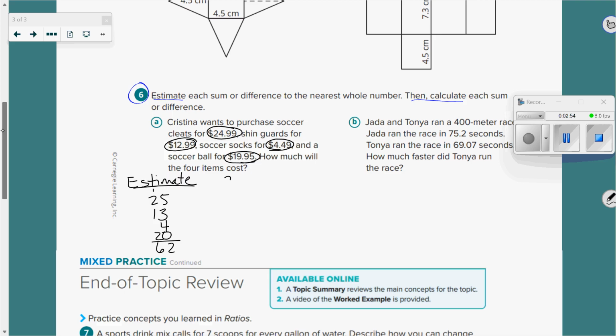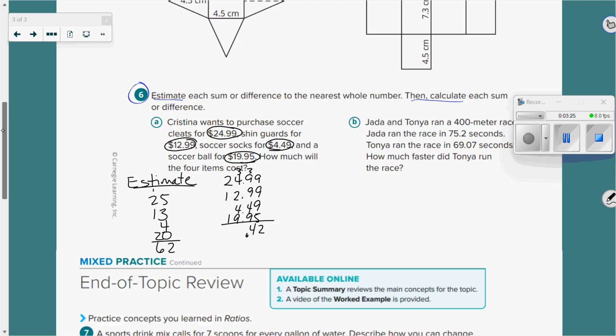My actual: $24.99, $12.99, $4.49, and $19.95. Really important that you have neat handwriting. If you line all those up, make sure you line your decimal places up. Now that I've got them all lined up, I'm adding each column. 3 nines is 27 plus 5 is 32. 3 nines is 27 plus 3 is 30 plus 4 is 34. My decimal comes straight down.